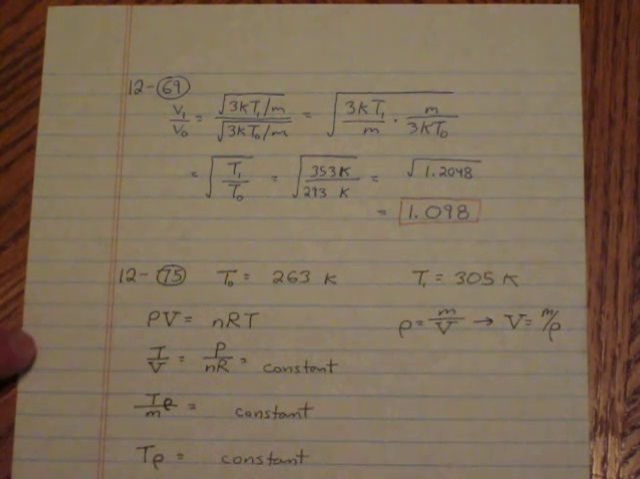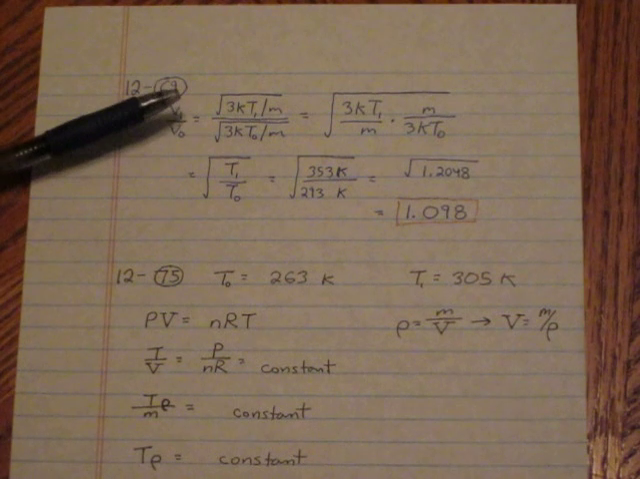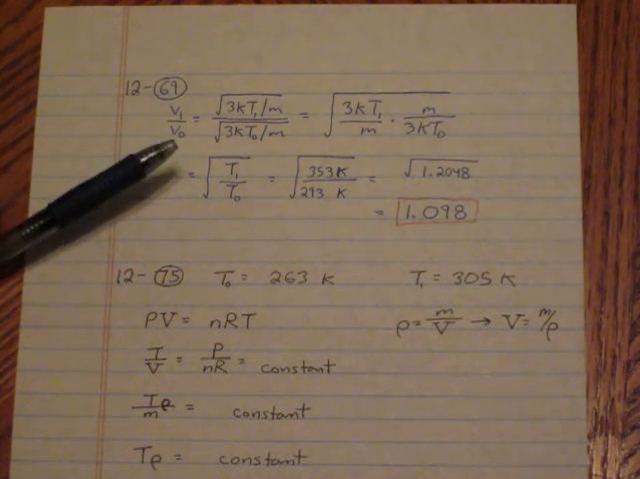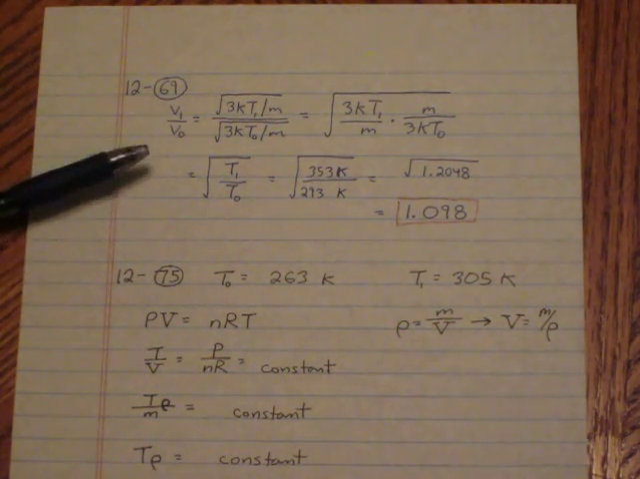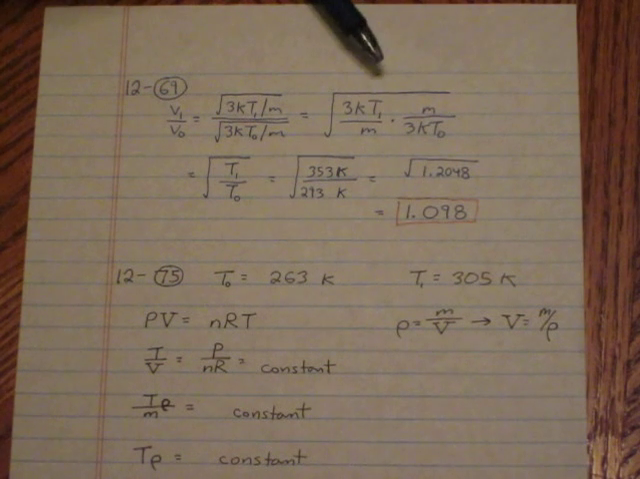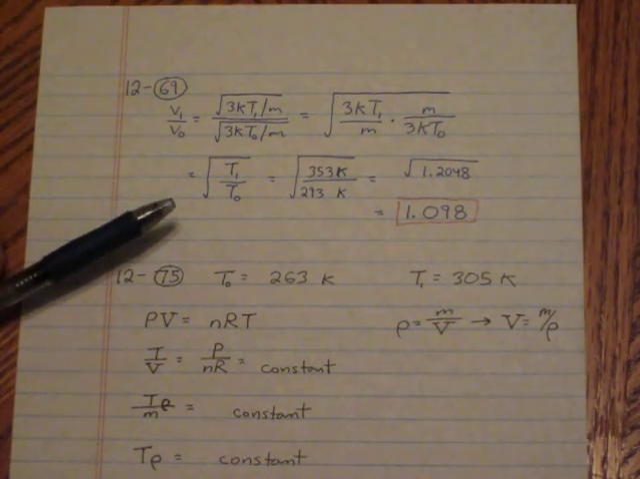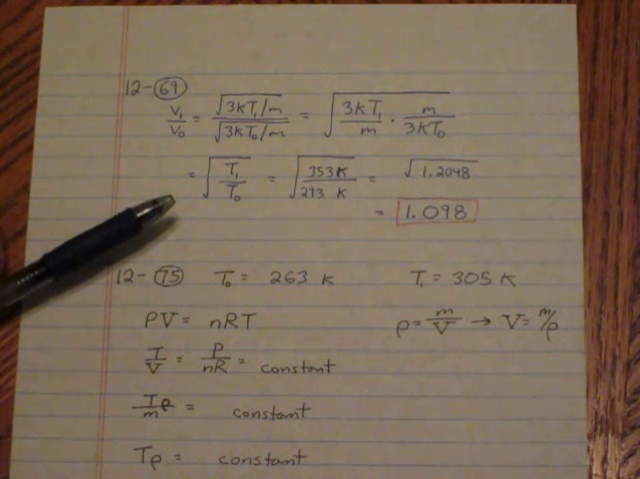Number 69. Similar to the last one, we should set up a ratio V1 over V0, square root of 3kT1 divided by m over square root of 3kT0 divided by m. Similar to how we did in the last problem, we do a little algebra and we get that it's the square root of T1 over T0.